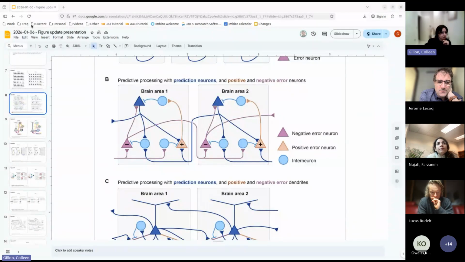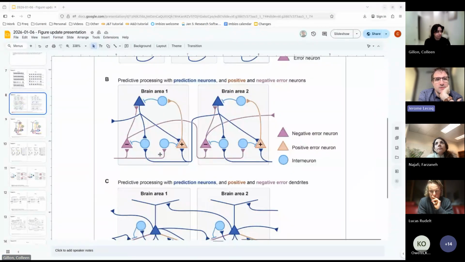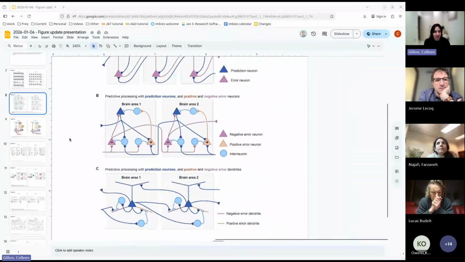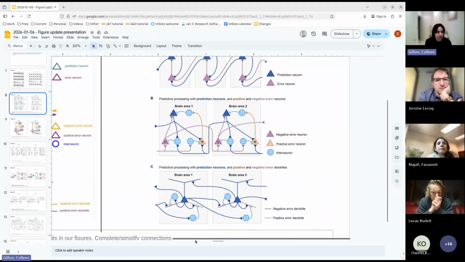Yeah. Okay. Maybe, Colleen, we should move on. Yeah, and I do want to reassure everyone that this was probably one of the most complex ones. So it comes early, but it does make sense that we spent more time on it. It won't be like this for all the figures.